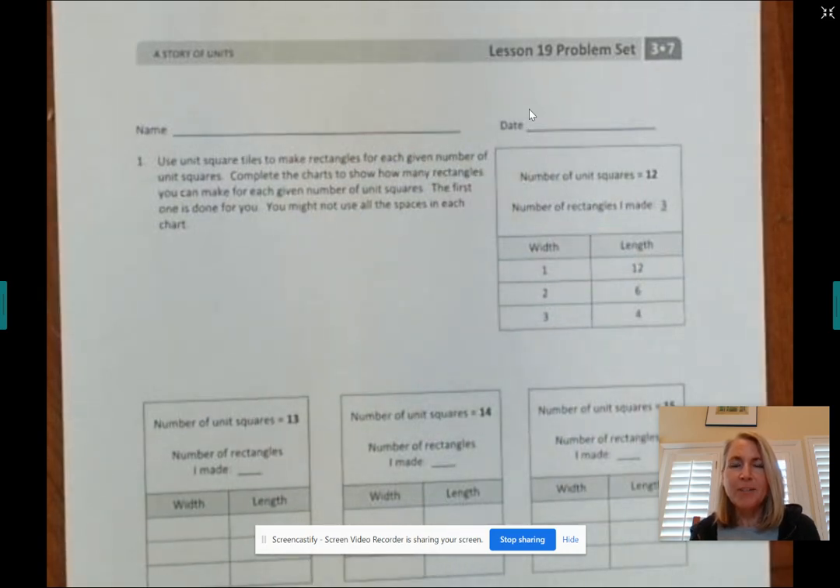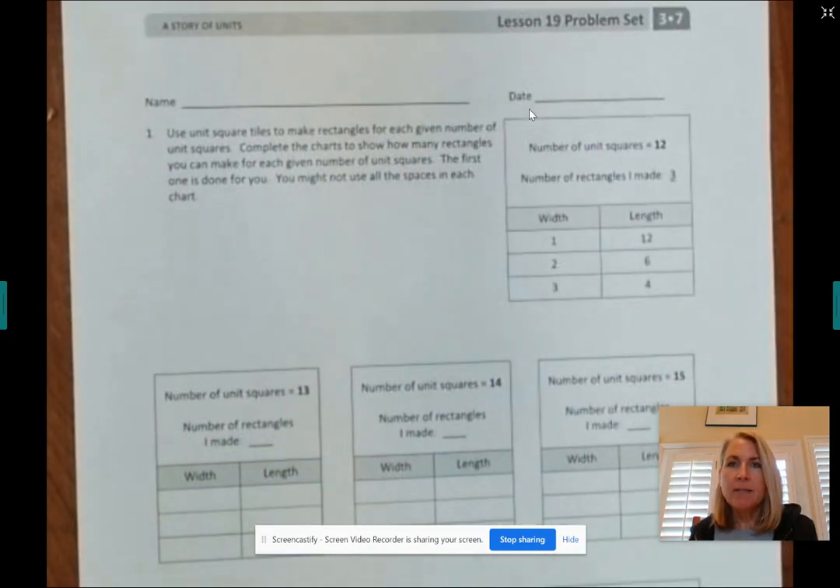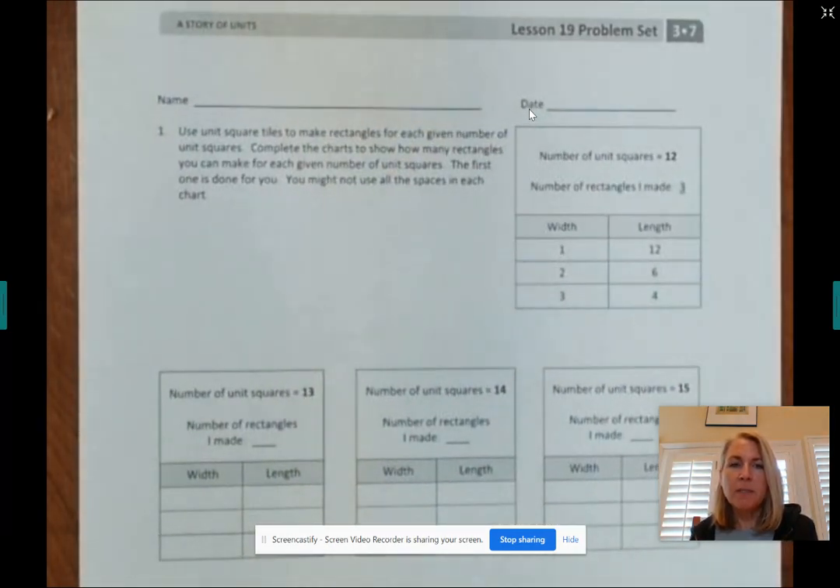Hello, third graders. Today we're going to take a look at lesson 19 from module 7. And today we're going to revisit how to design rectangles with a shared area. And then we are going to introduce a new skill, which is creating line plots.